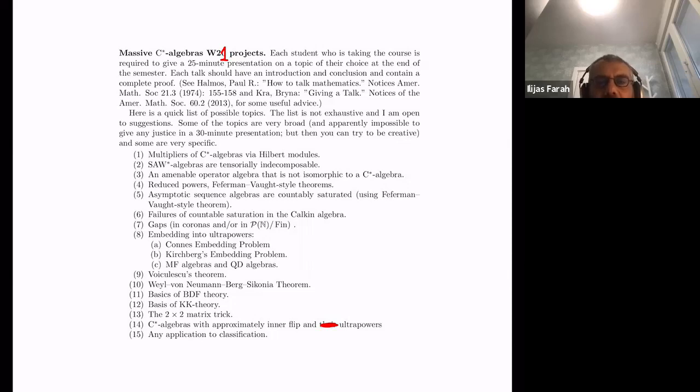Anyway, there is also a newer paper by Bryna Kra from 2013, which also contains a lot of useful and more up-to-date advice. I guess we are still waiting for a paper about how to give a Zoom talk, unless there may be one for all I know. I'm not aware.